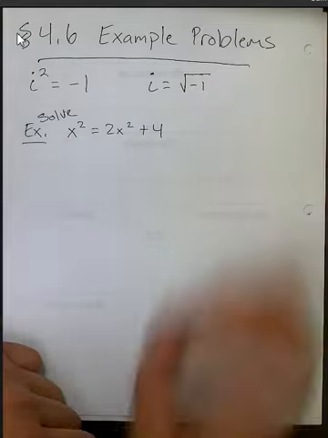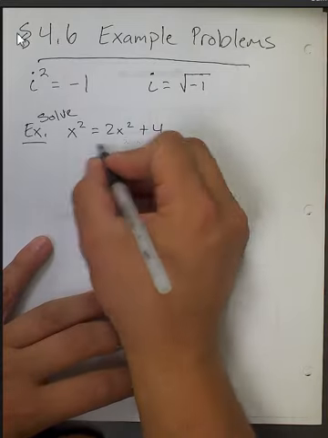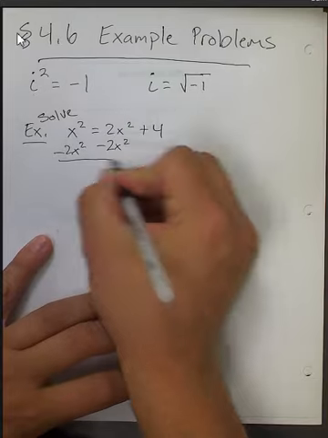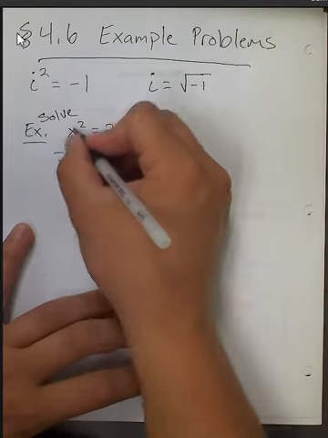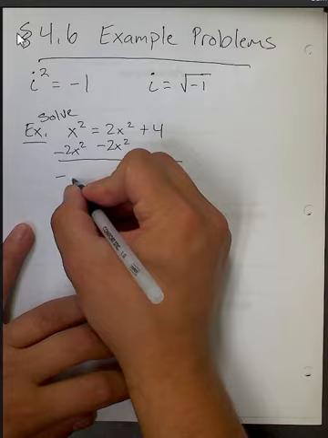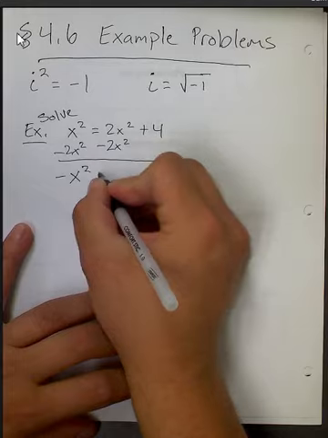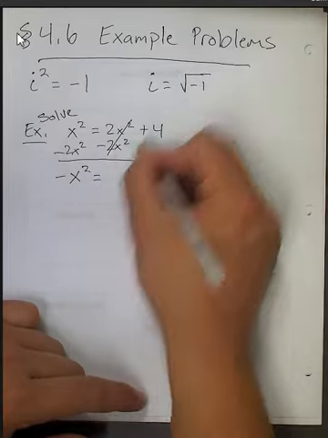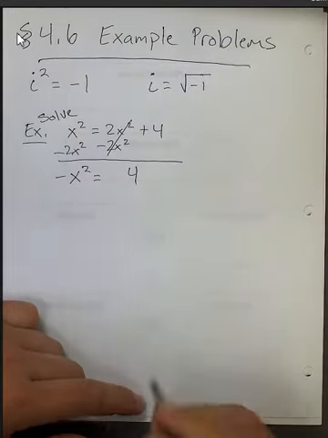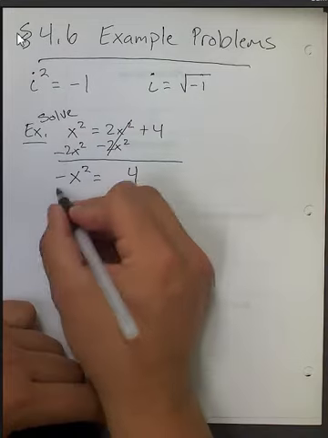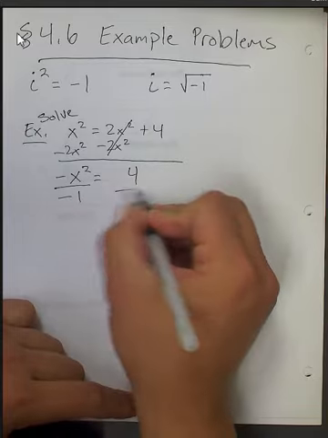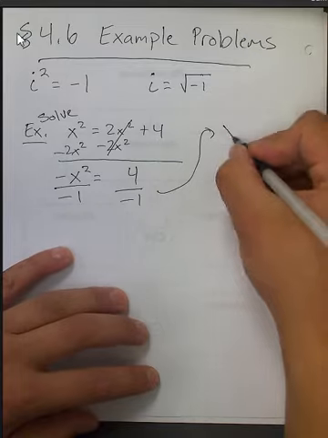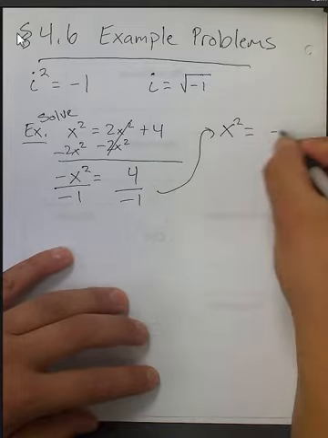What you would want to do is move all the x's over to one side. So I'm going to subtract 2x squared from both sides of the equal sign. x squared minus 2x squared is -1x squared, or -x squared, equals 2x squared and -2x squared add to a 0. 4 drops down. We just have 4. To solve for x, I want to divide by -1 on both sides, and we have x squared is equal to -4.